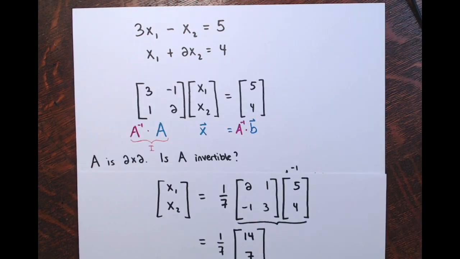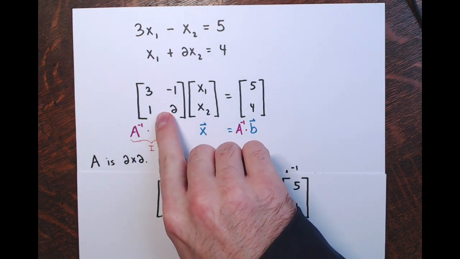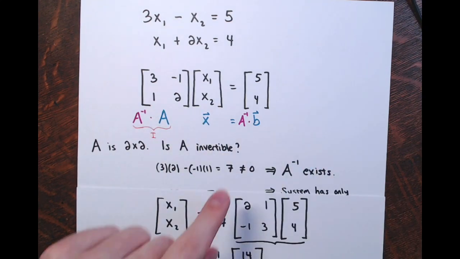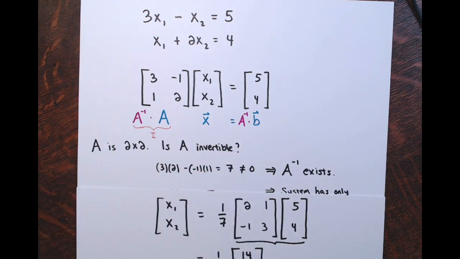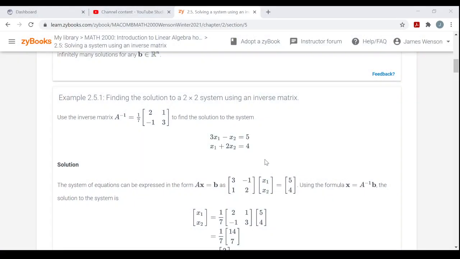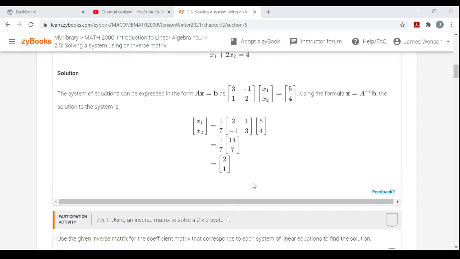If you have a system with a square coefficient matrix and that matrix is invertible, if A inverse exists, there's only going to be the one solution, A inverse times B, A inverse times that constant matrix. That's what they're doing here. When you read through this example, see the 2, 1 at the end there.